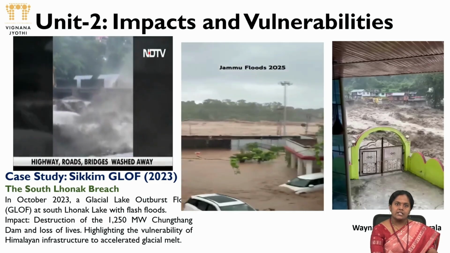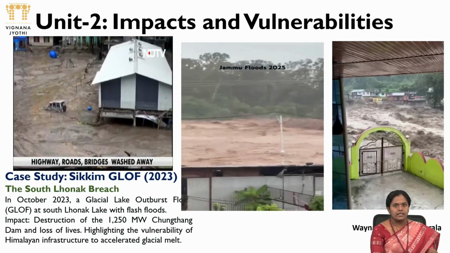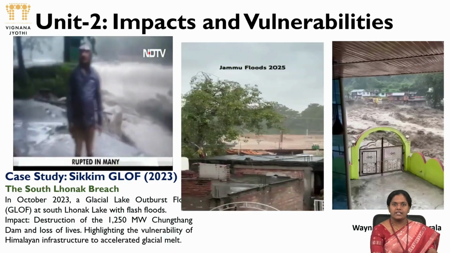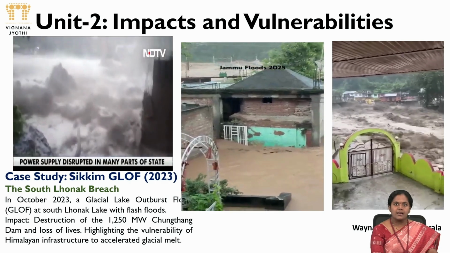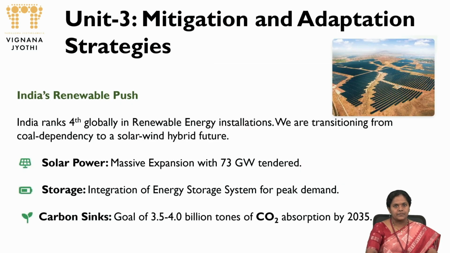It shows that our infrastructure designed using historical weather data is no longer safe. We must learn to design for extreme climates. For instance, a few case studies like the Jammu Kashmir floods and Wayanad landslides in Kerala. In this course, we analyze these case studies to ensure our future engineers build more climate resilient infrastructure.